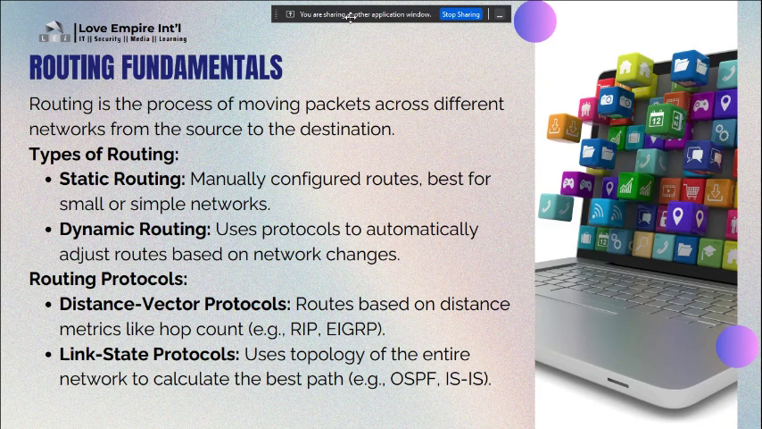Then we also have dynamic routing, which automatically adjusts routes based on network changes. It looks for the best route by itself and automatically sends your packet. We also have routing protocols. We have distance vector protocols. What distance vector protocols, DVP, do is route data based on distance metrics. So it looks for the nearest or the shortest possible route.